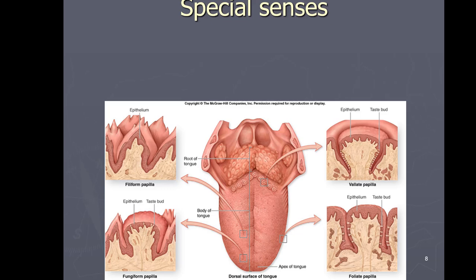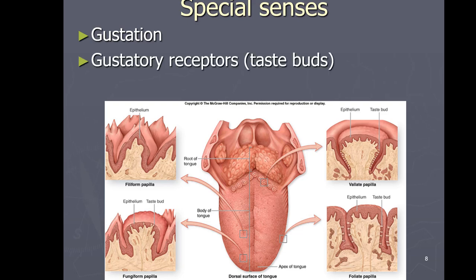So the rest of this is going to focus on the special senses. So we're going to start with taste. Taste is called gustation, and we have taste buds called gustatory receptors. They're found in these structures on the tongue called papillae of the tongue. So there are 4 types of papillae that are found on the tongue: filiform, fungiform, vallate, sometimes called circumvallate, and foliate.